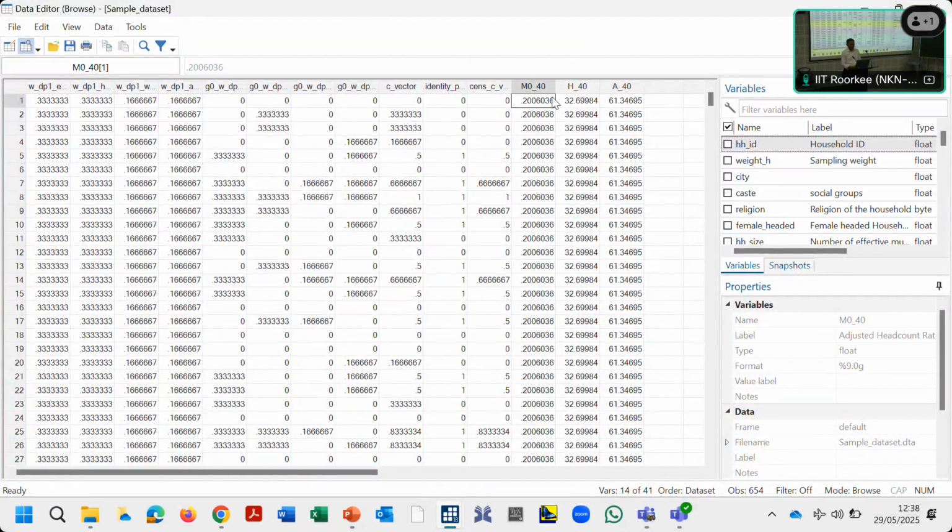So your M0 is reported here, H is reported, A is reported. You just multiply them, you can cross-check. The product of the two should give the other. Okay, so your M0 is 0.20, your H is 32 point something percent, and your A is 61.34%. Done? Any more questions here? No, so I'm progressing.